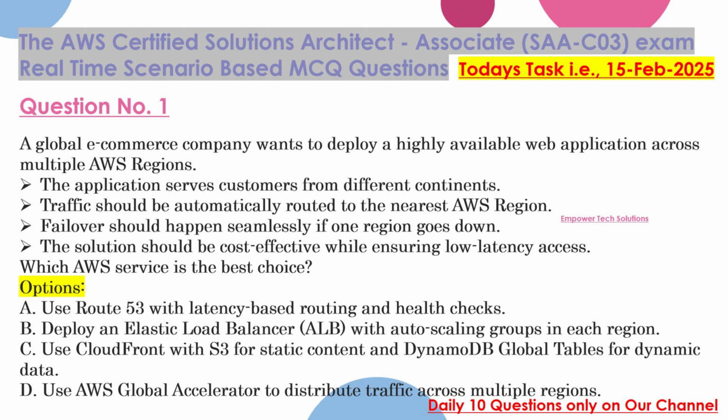Options: A. Use Route 53 with latency-based routing and health checks. B. Deploy an elastic load balancer, ALB, with auto-scaling groups in each region. C. Use CloudFront with S3 for static content and DynamoDB global tables for dynamic data. D. Use AWS Global Accelerator to distribute traffic across multiple regions.